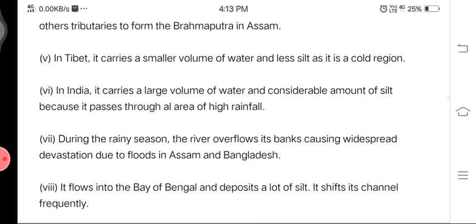In Tibet, it carries a smaller volume of water and less silt, because it is a cold and dry region. In India, it carries a large volume of water and a considerable amount of silt because it passes through areas of high rainfall.